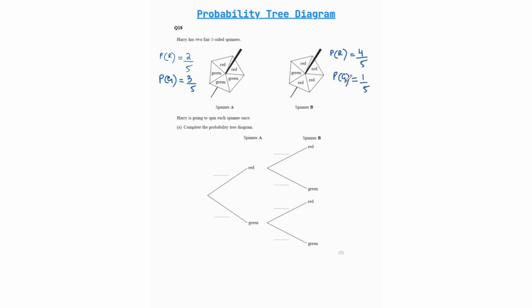Very simple. In the probability tree diagram questions, they will always give you the probability in the question. Even if not all of the probabilities, they'll give you one probability. So using that one probability, you can easily figure out what the other missing probabilities are going to be.